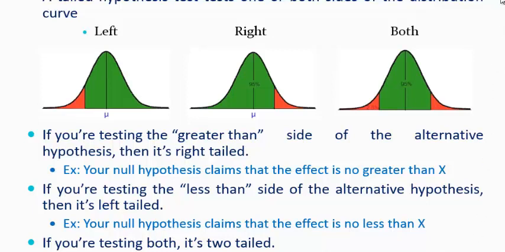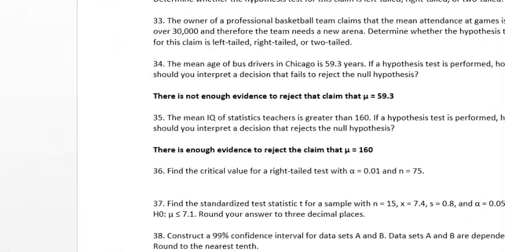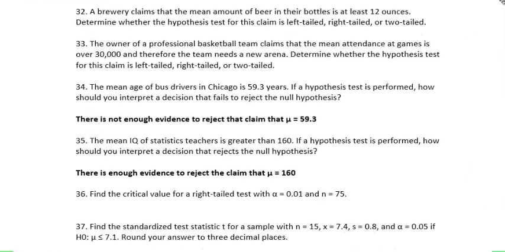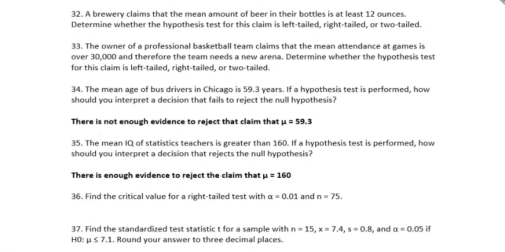Question number 34 is very similar. 33. The owner of a professional basketball team claims that the mean attendance at games is over 30,000, and therefore the team needs a new arena. Well, that seems to be the same kind of question. The word over means we're testing for at least. Really, it's the same claim.